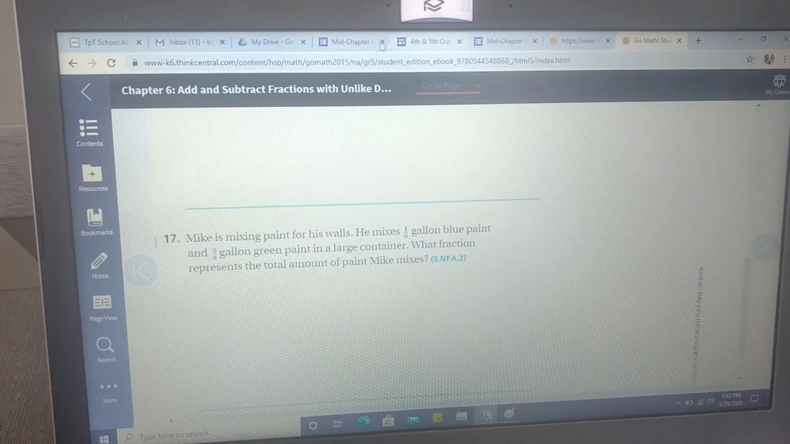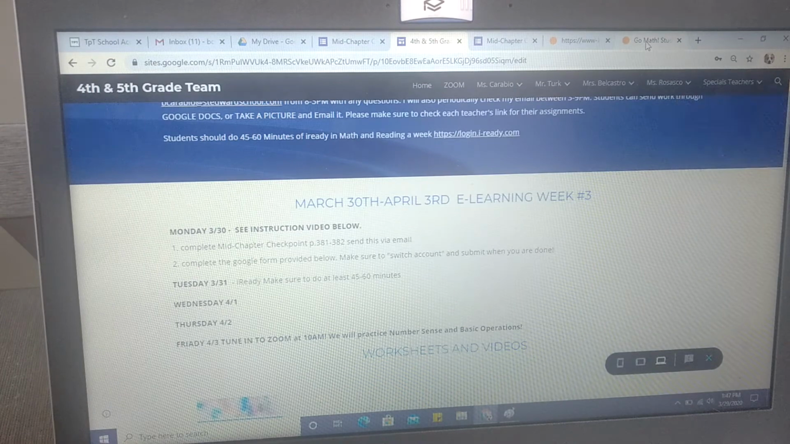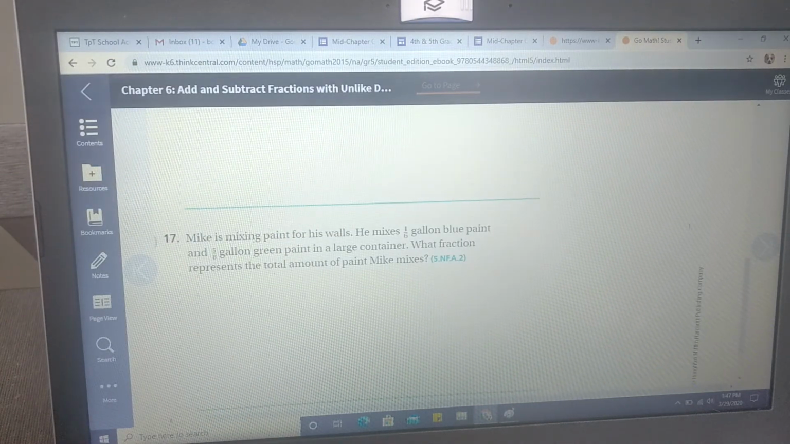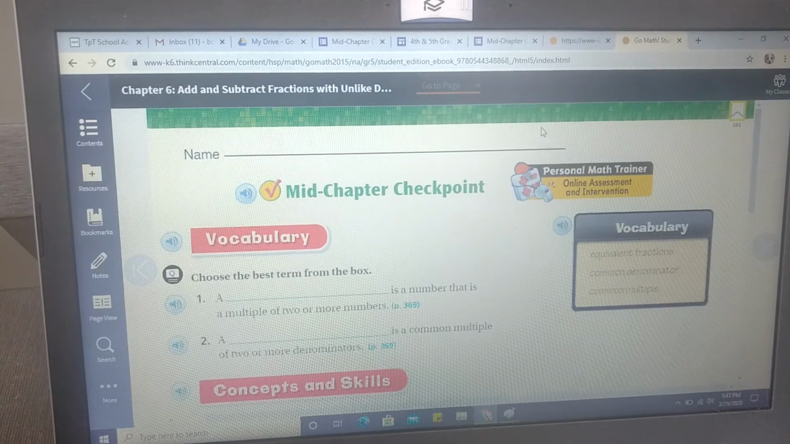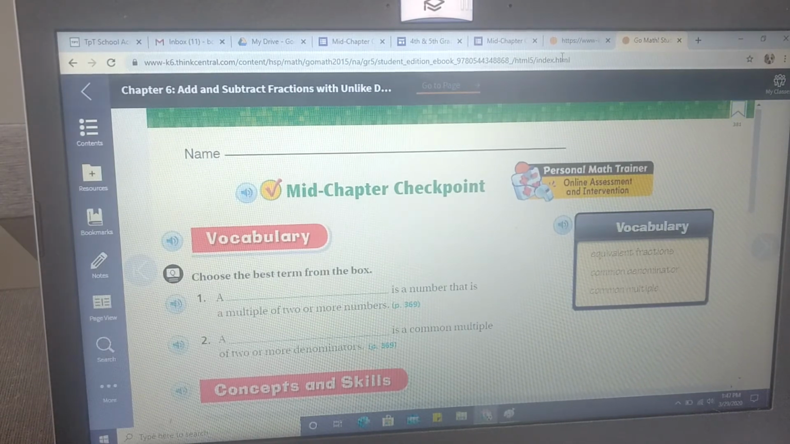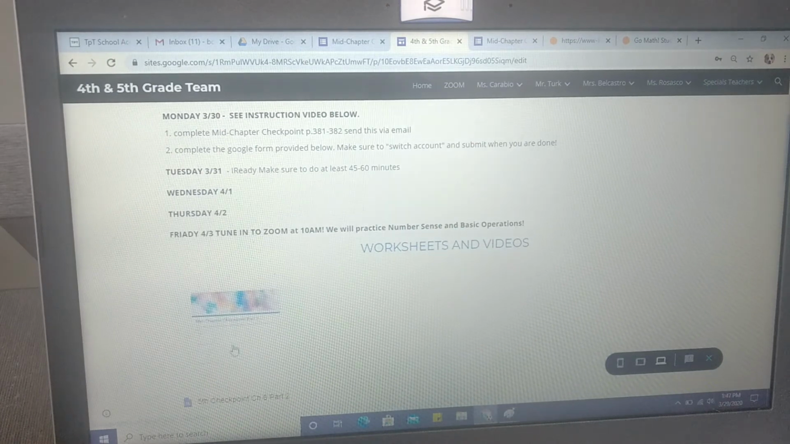Okay, so going back to what you have to do today. First you're going to complete the mid-chapter checkpoint, which I just went over all the directions for. You can do this right on the paper and then send that to me. So that's the one thing you will send to me. And part 2, you're going to open up the Google form down here. You're going to put your answers right into this Google form and then hit submit, and then that's it. If you have any questions, please feel free to email me.